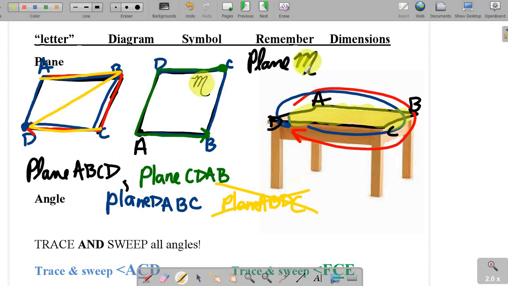That is not a point. That's why it's cursive, or italics. That represents it's just naming the entire plane. A plane is 2 dimensions. It has both length and width. In other words, it has area.